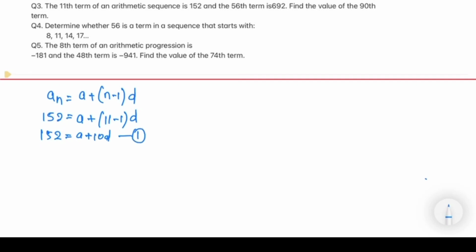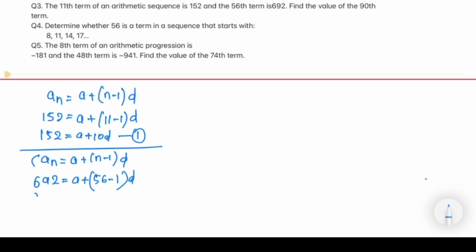Now let's come to the second one. So an equals a plus n minus 1 d. It says that the 56th term is 692. So 692 equals a plus 56 minus 1 d. So 692 equals a plus 55d. This is our second equation.